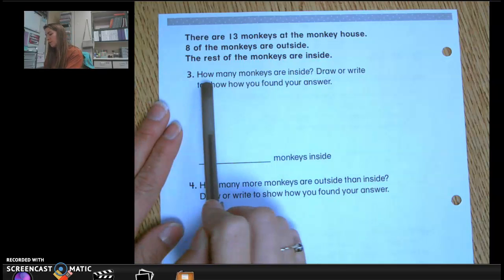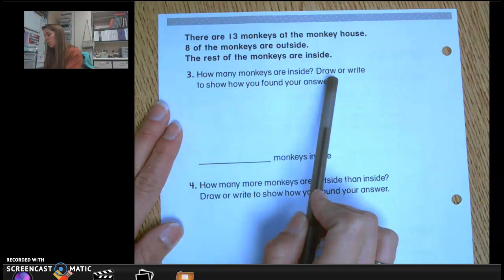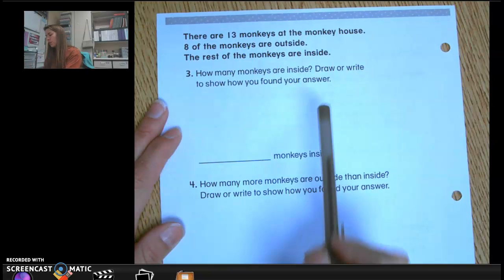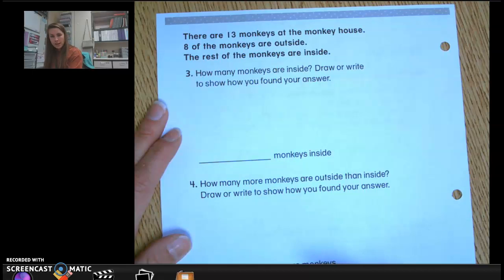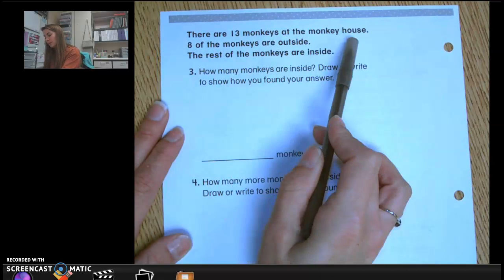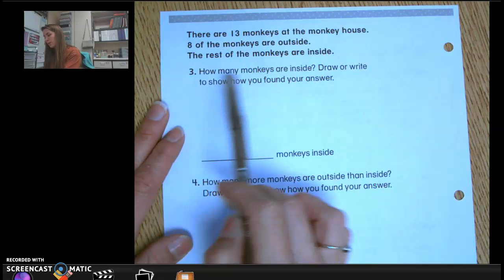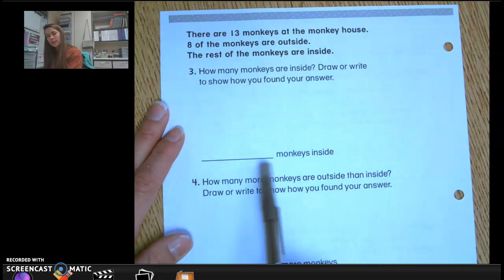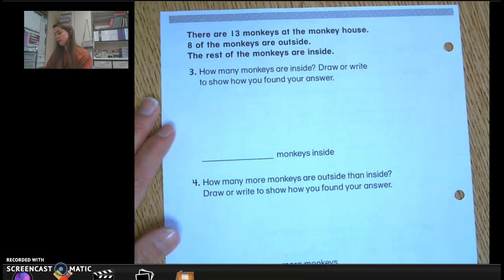Number 3, how many monkeys are out? How many monkeys are inside? Draw or write to show how you found your answer. So you're going to be drawing a picture to solve how many monkeys are inside. Remember, it says there are 13 monkeys at the monkey house. 8 of the monkeys are outside. So how many monkeys are inside? You'll draw a picture and you'll write your answer on the line. So make sure you pause it before going on to number 4.